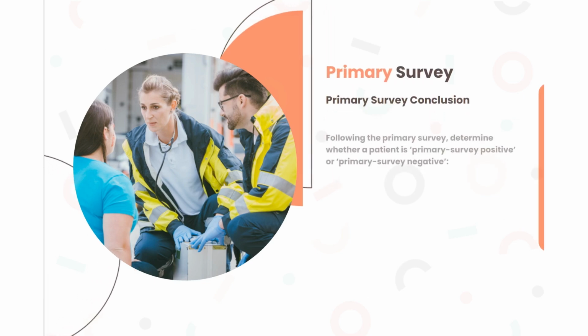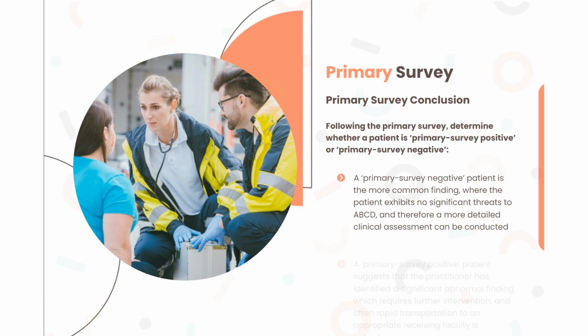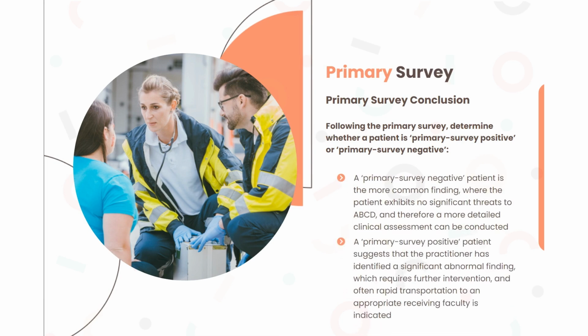Primary survey conclusion. Following the primary survey, determine whether a patient is primary survey positive or primary survey negative. A primary survey negative patient is the more common finding, where the patient exhibits no significant threats to A, B, C, D, and therefore a more detailed clinical assessment can be conducted.